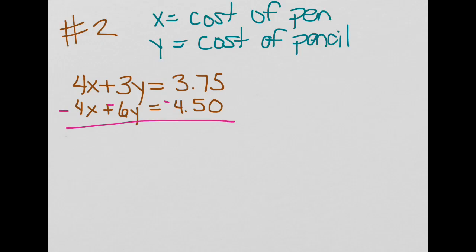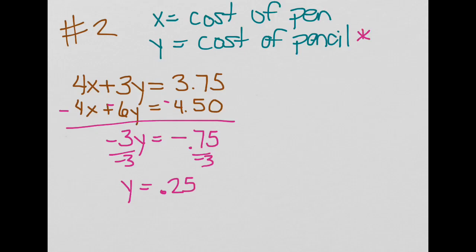4x plus negative 4x is 0x. There you go, I've eliminated the x's. 3y minus 6y is negative 3y. And $3.75 minus $4.50 is going to equal negative 75 cents. Dividing both sides by negative 3 tells me that y equals 0.25. Remember, this is money. This is the cost of a pencil. Does it make sense that a pencil would cost 25 cents? Absolutely, that's a valid answer.